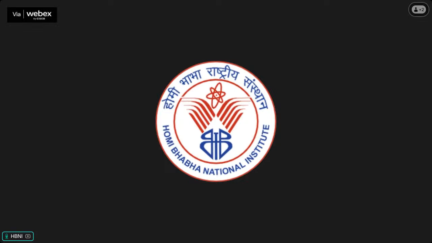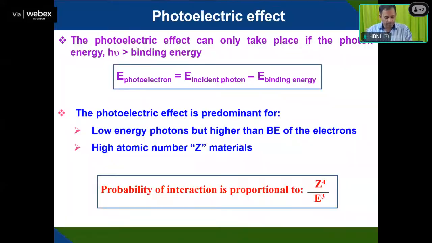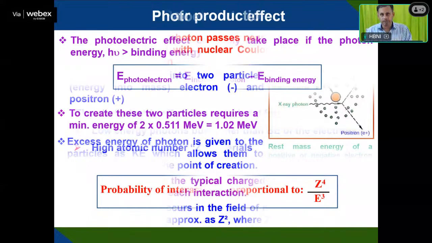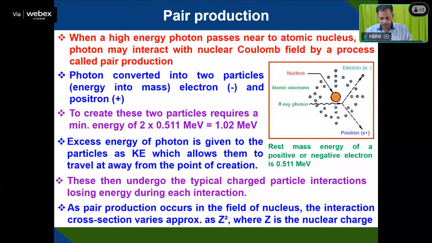This photoelectric effect is mainly predominant when you have a low energy photon, but it should be higher than the binding energy of the electrons. Then only will you be able to see this photoelectric effect. And for high Z material, the photoelectron production will be higher. The probability of interaction is directly proportional to Z to the power 4, and inversely proportional to the energy of the incident photon to the power 3. The photoelectron will be produced when you can overcome the binding energy.